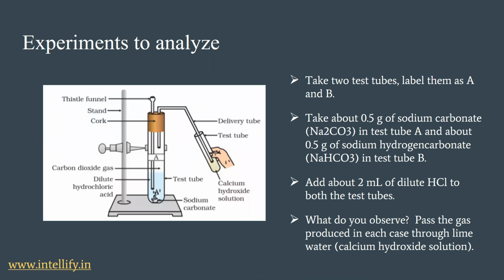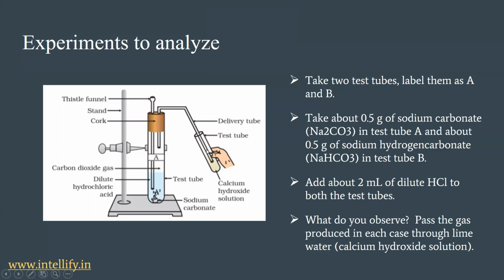Let us do experiments to analyze what happens when metal carbonates and metal hydrogen carbonates react with acids and arrive at a conclusion. Take two test tubes and label them as A and B. Take about 0.5 grams of sodium carbonate in test tube A and about 0.5 grams of sodium hydrogen carbonate in test tube B. As you can see, this is test tube A, wherein 0.5 grams of sodium carbonate is taken. Then add 2 ml of dilute hydrochloric acid to both test tubes.